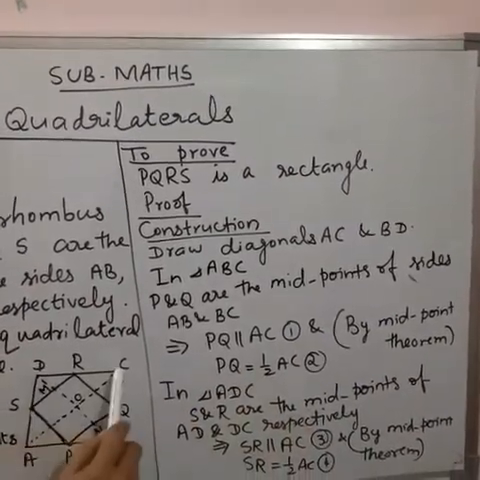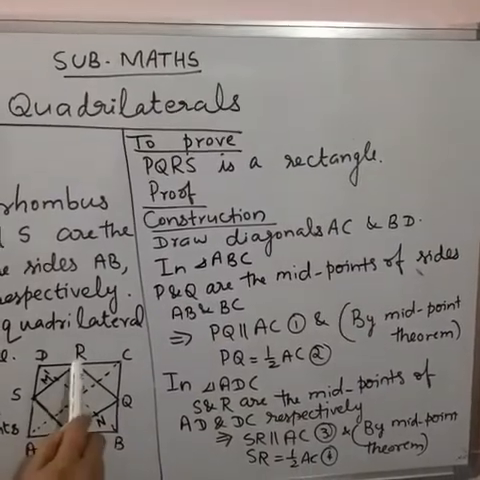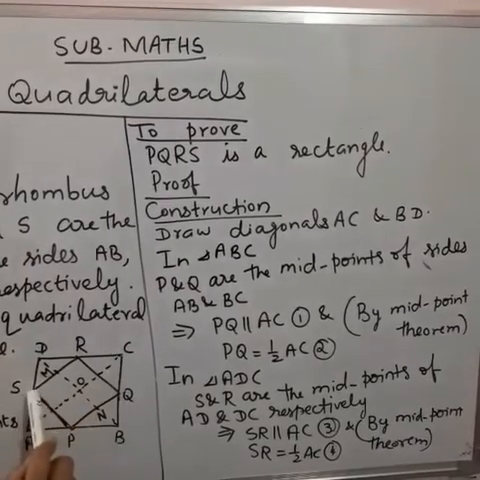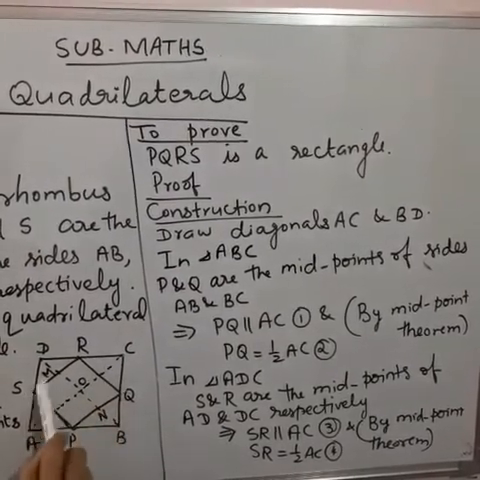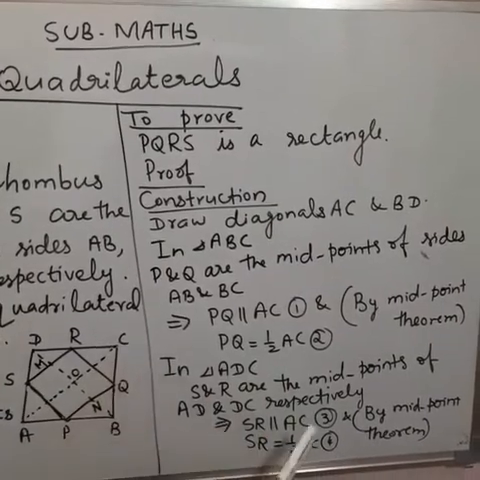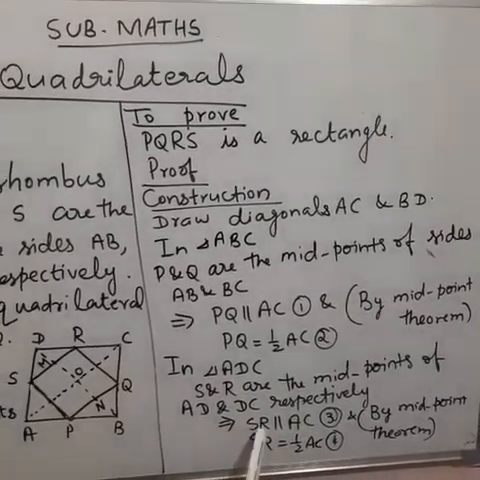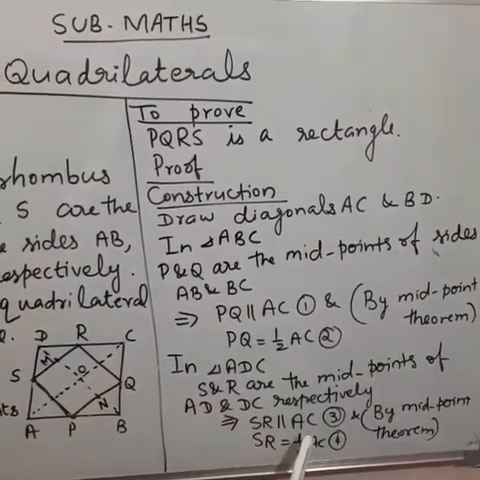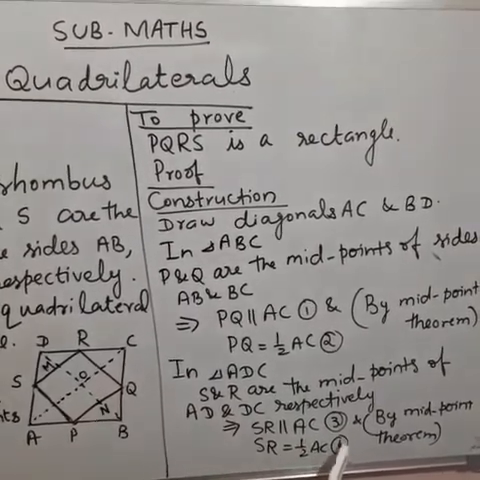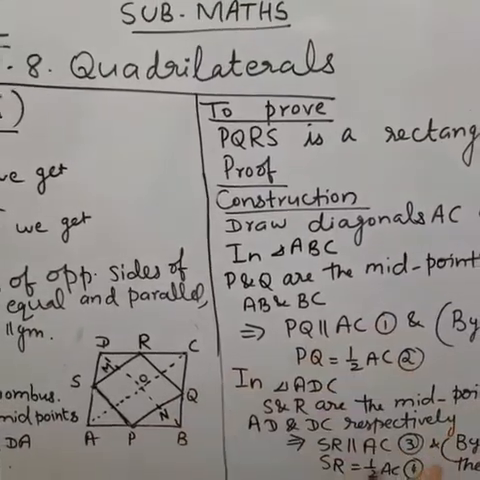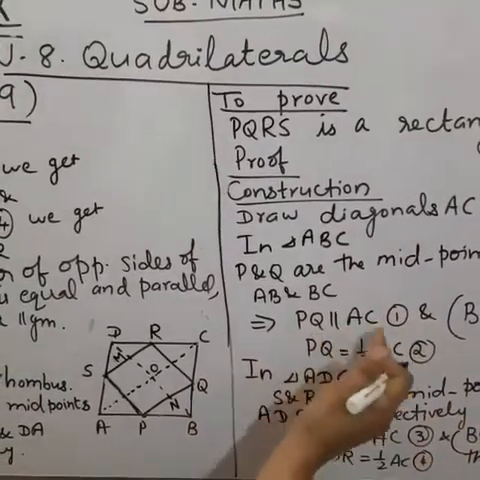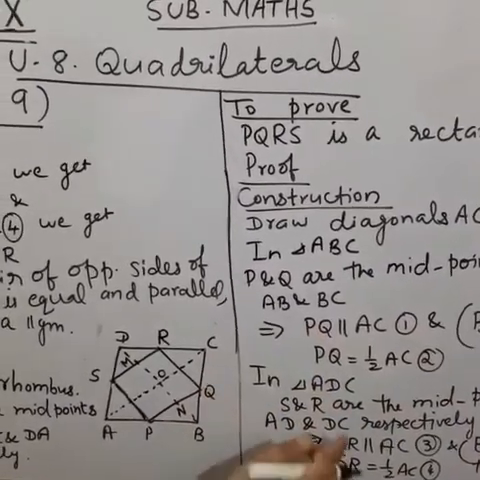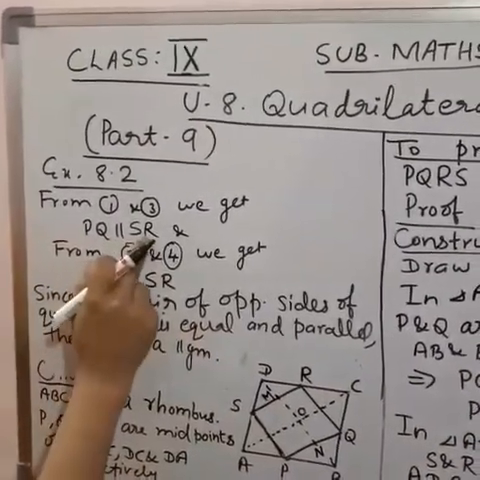Now in triangle ADC, S and R are the midpoints of sides AD and DC respectively. Therefore, SR parallel to AC and SR is equal to half of AC by midpoint theorem. Take SR parallel to AC as equation number 3 and SR equal to half of AC as equation 4. So from equation 1 and 3, that is PQ parallel to AC, SR parallel to AC, we can prove that PQ parallel to SR.